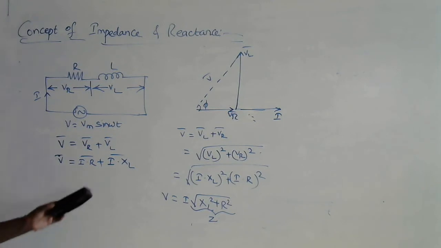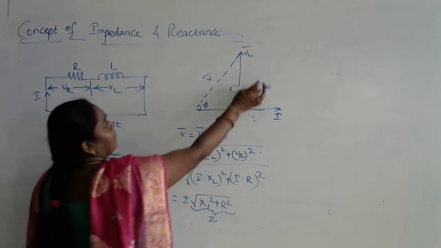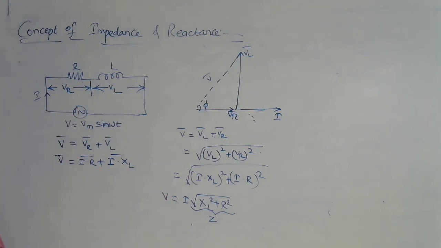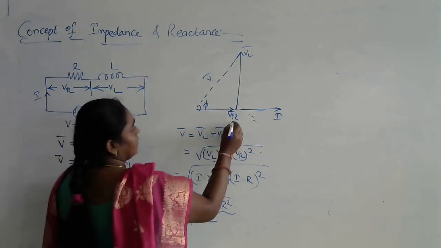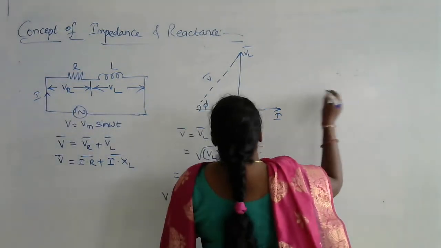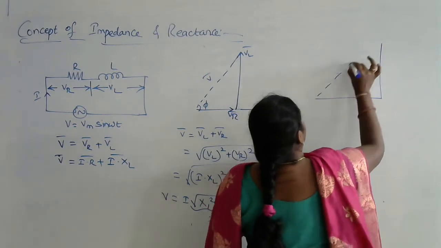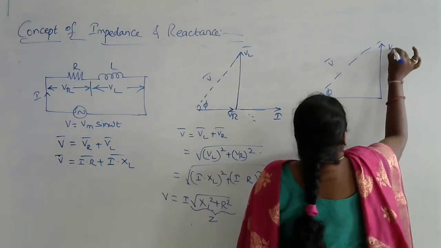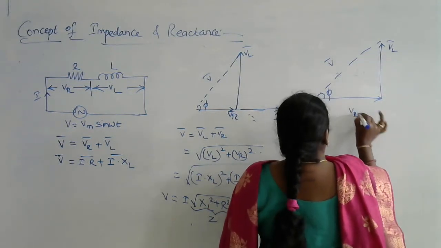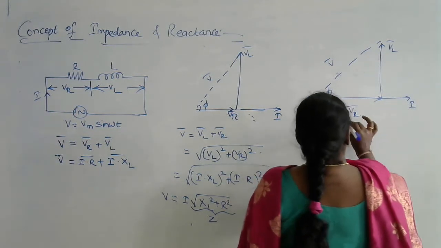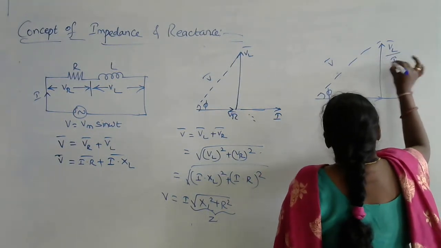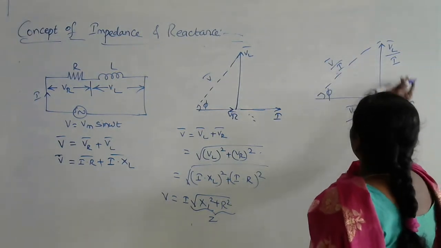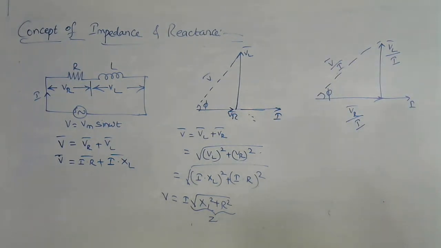Now, if we divide this complete triangle by I, redrawing it here, this is the phi angle, and this is V, this is VL, this is VR. Dividing the complete triangle by I, this is VR by I, VL by I, and V by I. Here V by I is nothing but impedance, so this triangle is called the impedance triangle.